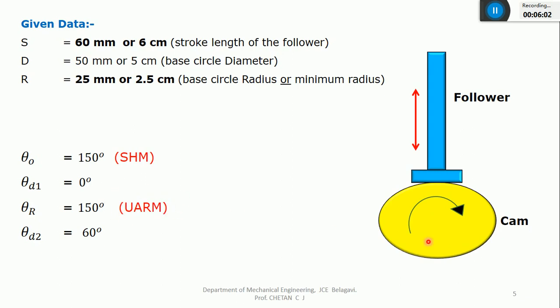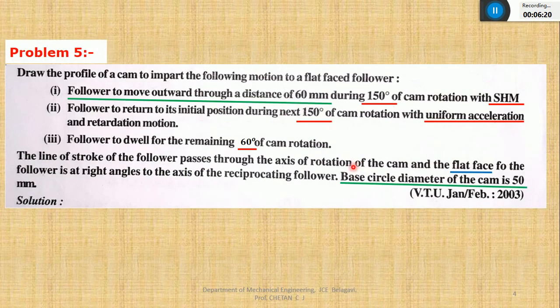And after that, for the next 60, the follower remains in the downward position only. It will not rise immediately. Rise, return, rest, and again rise, return, again it will take rest. That is theta d2 is 60. And nothing is given whether the cam is rotating in a clockwise or a counterclockwise direction. You can see, nothing is given, right?